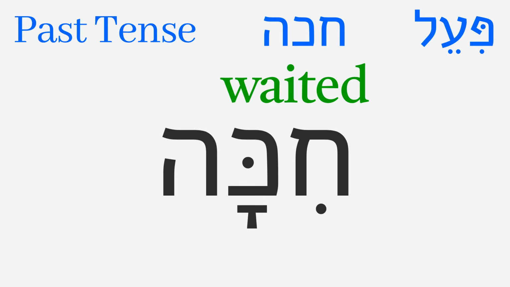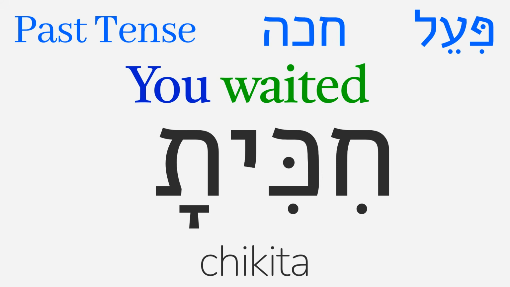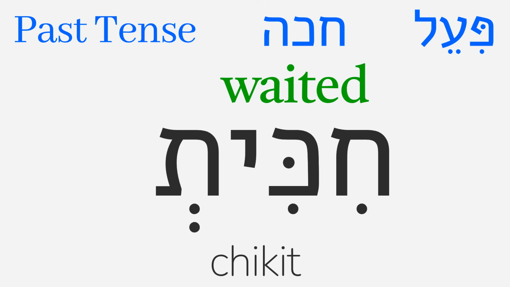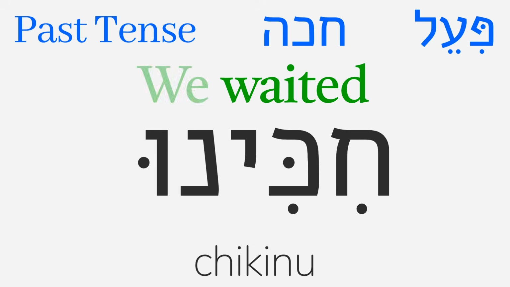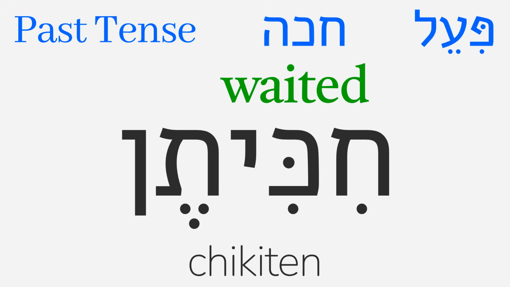As in the kal, when you add endings onto the hu form of a Piel past tense ending with he, that he changes into a yod, which says e. Then we get chikiti, I waited, chikita, ye waited masculine singular, chikit, ye waited feminine singular, chikinu, we waited, chikitem, ye waited masculine plural, and chikiten, ye waited feminine plural.